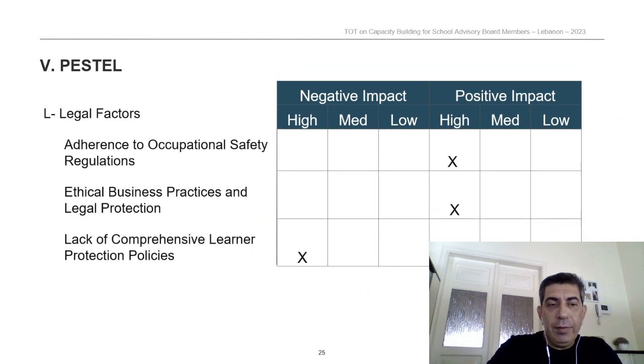For the legal factors, we have adherence to occupational safety regulations, ethical business practices and legal protection, and lack of comprehensive learner protection policies. The integration of the PESTEL analysis reiterates that the TVET system in Lebanon must be flexible and adaptable to navigate these complex factors.